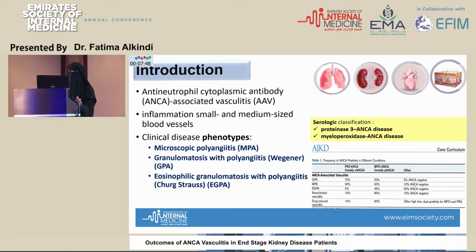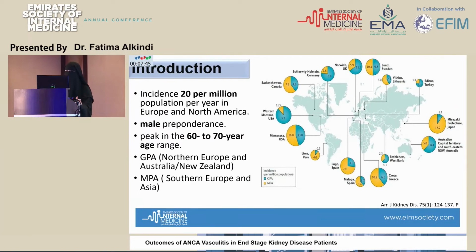This is a very uncommon disease. It affects around 20 per million, and is male predominant, usually at a late stage of life, in the 6th or 7th decade. You can see this map, which depicts ANCA vasculitis worldwide. There are limited studies from the MENA region. There was always this distribution in Asian and South European populations, who have microscopic polyangiitis more.